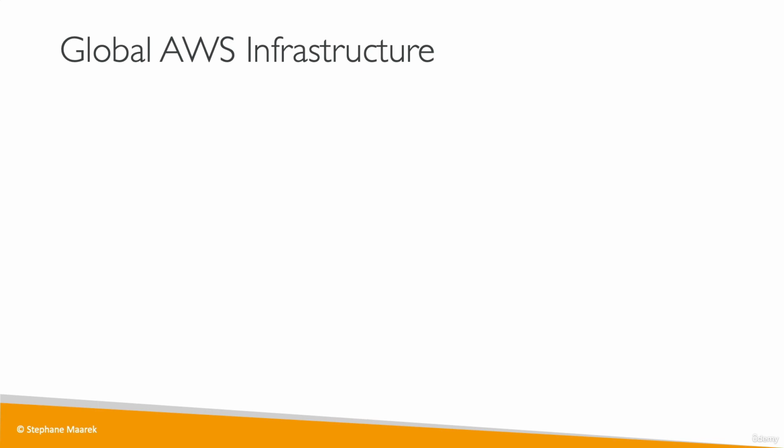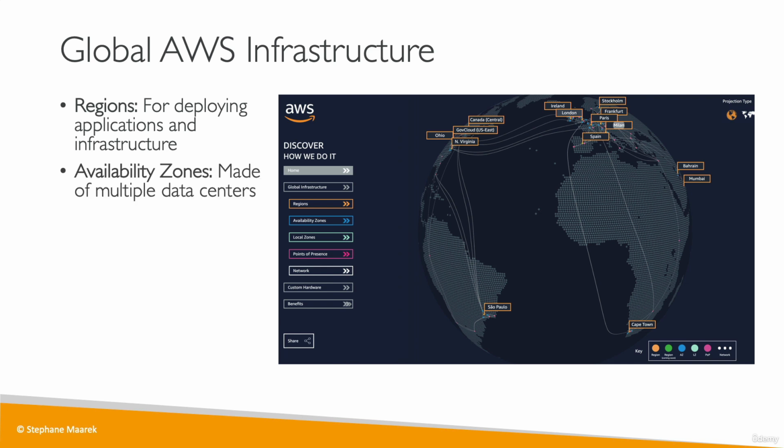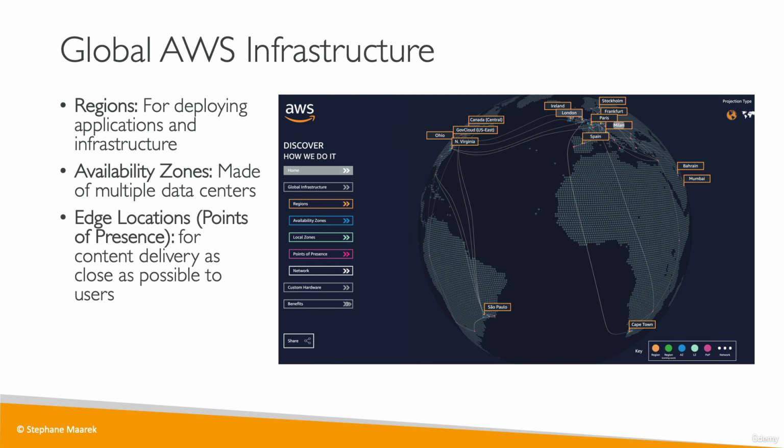Now on AWS, you have this really cool website that I will show you in a second, which shows you all the regions, availability zones, and so on. And so this will show you the regions. This is where we are deploying our applications and infrastructure. And the regions, as we know, they're made of multiple availability zones. They are made themselves of multiple data centers. And then we have edge locations. We haven't seen them yet, but they're also called points of presence. And they're used for content delivery to be as close as possible to your users. And then let's have a look at this website right now to see how it works.